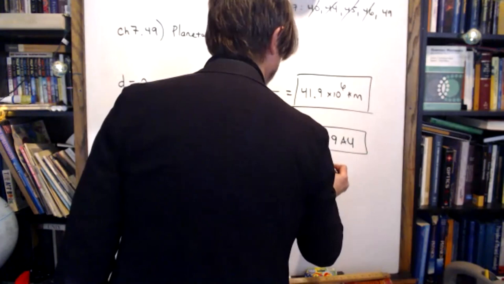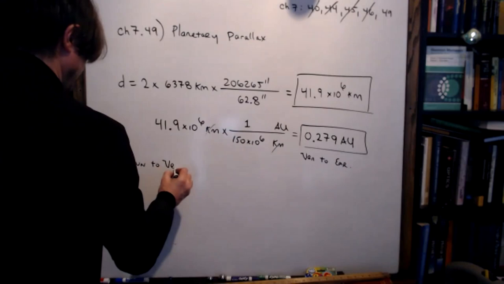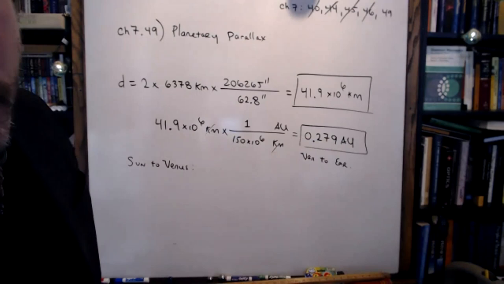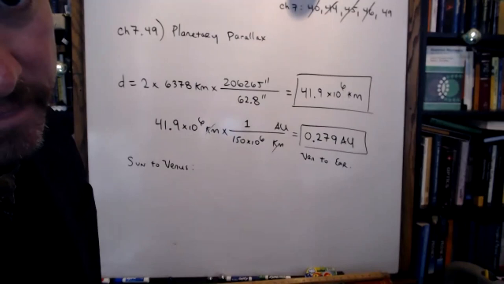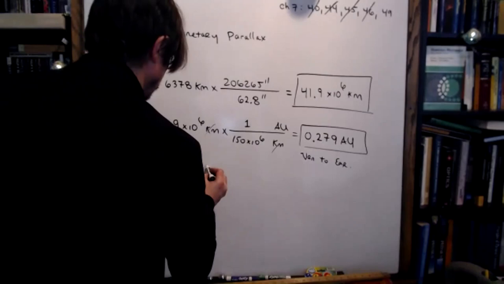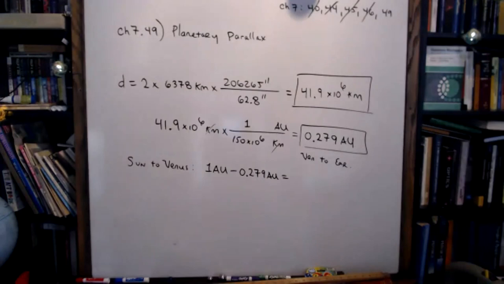How do I find the distance from Venus to the Sun? Say you're Jeremiah Horrocks and you just discovered that Venus is 0.279 AU away. Do you now know how far the Sun is from Venus? Yes. How far away? Well, if Earth is 1 AU from the Sun, you subtract 0.279 from 1 AU. That's an awesome idea. Go ahead and do that. 0.721.